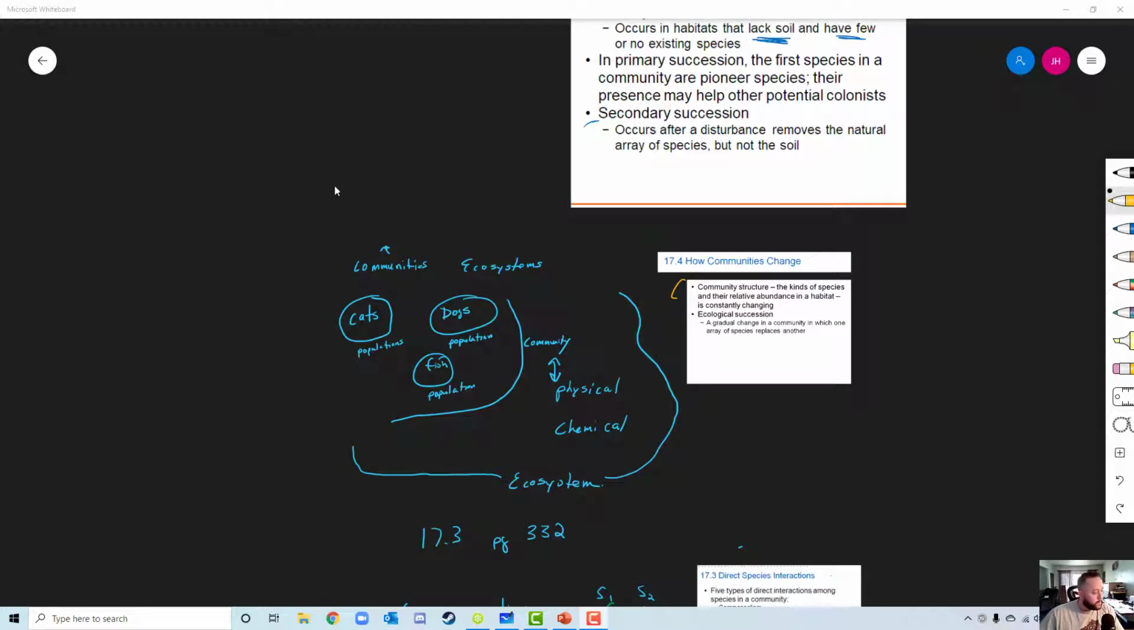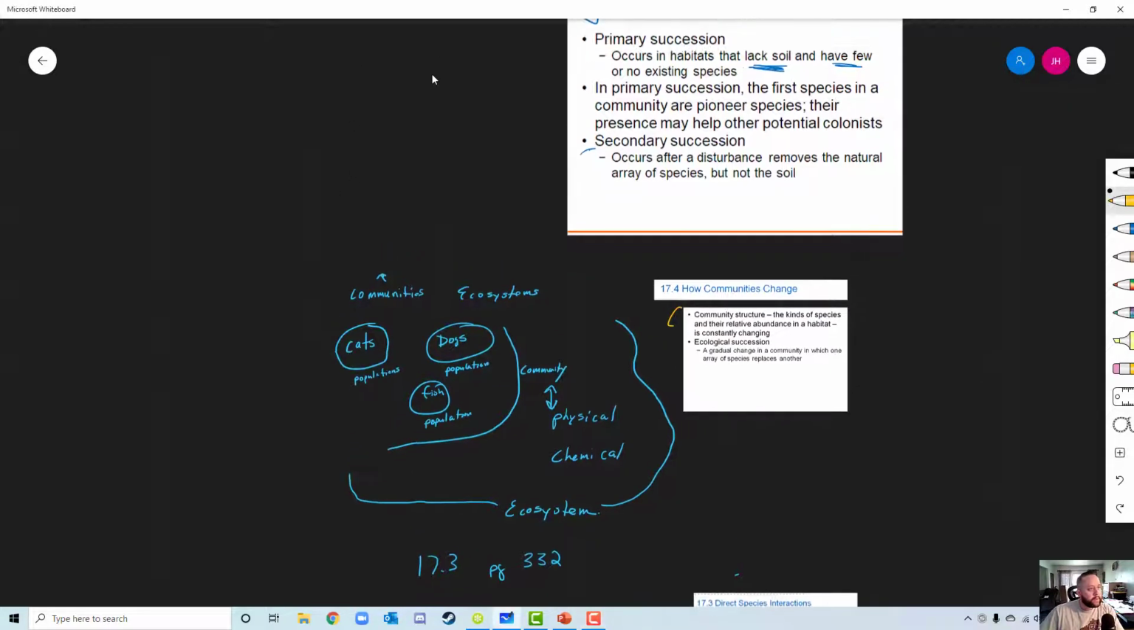All right, moving on to 17.5. We're going to talk about the nature of ecosystems. Okay, so this is page 339.